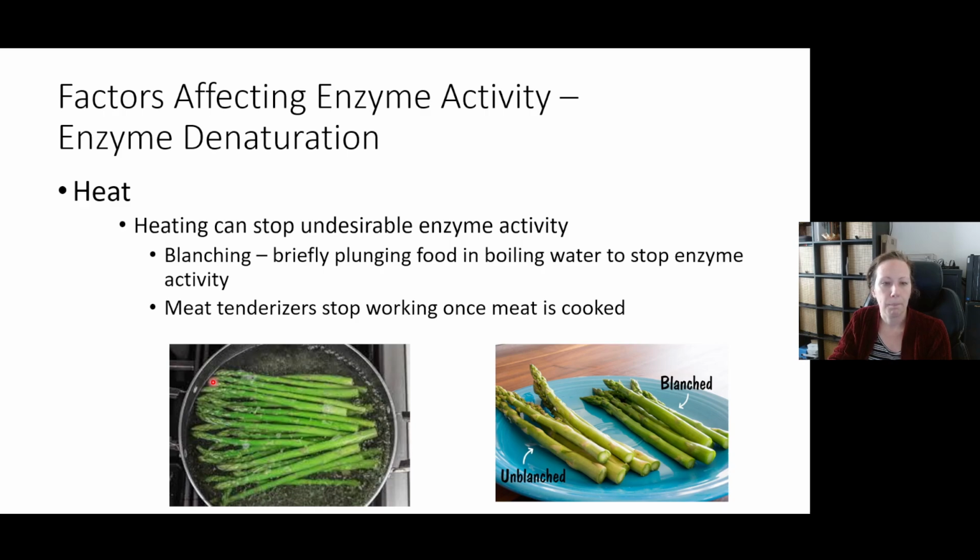Okay. Meat tenderizers is another example. So you add meat tenderizer, you usually will let it set for a little bit to let that meat tenderizer take effect. But as soon as you cook that, meat tenderizer is inactive. It's not going to get any more tender after you cook it.